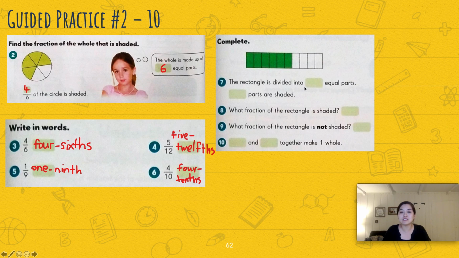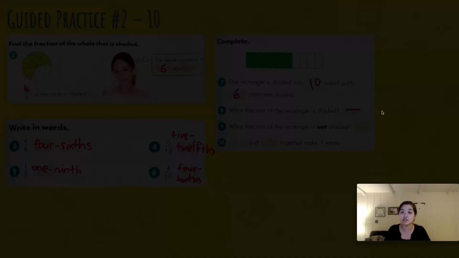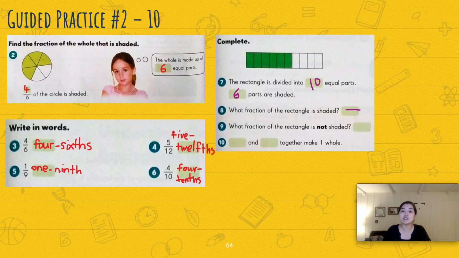Let's look at numbers 7, 8, 9, and 10. So this rectangle is divided into how many equal parts? Well, let's count. 1, 2, 3, 4, 5, 6, 7, 8, 9, 10. There's 10 equal parts. And how many parts are shaded? 1, 2, 3, 4, 5, 6. So 10 equal parts and 6 parts are shaded. What fraction of the rectangle is shaded? So they want a fraction, so I'm going to draw a fraction bar. The top number is the shaded number and the bottom number is the total. The shaded parts are 6 and the total parts are 10. So it's 6/10.